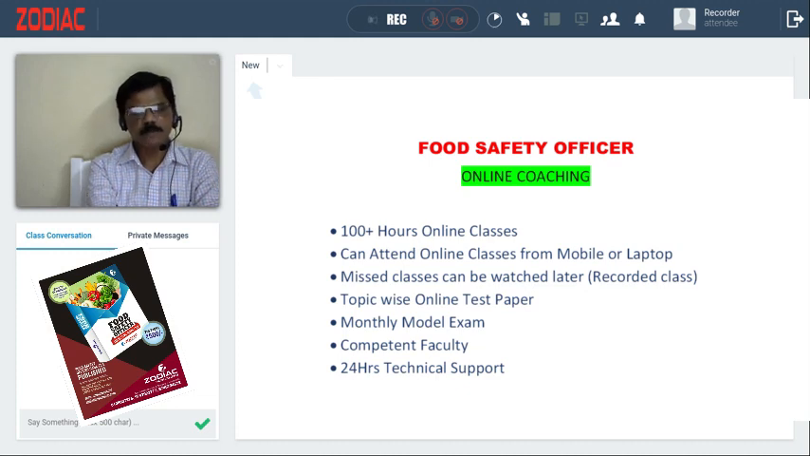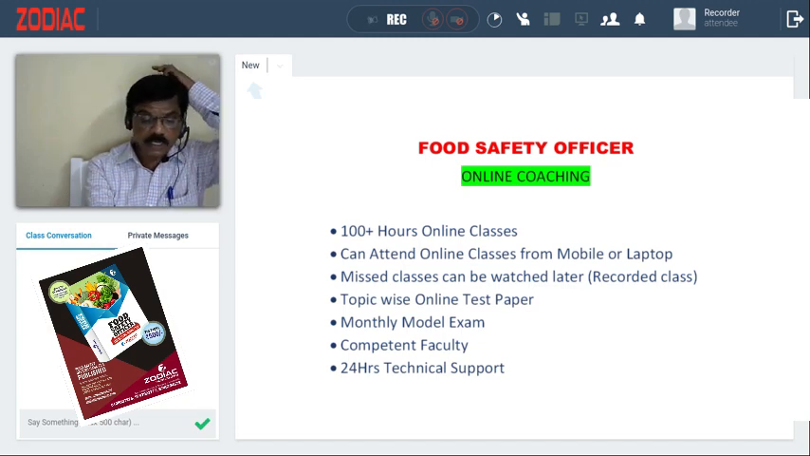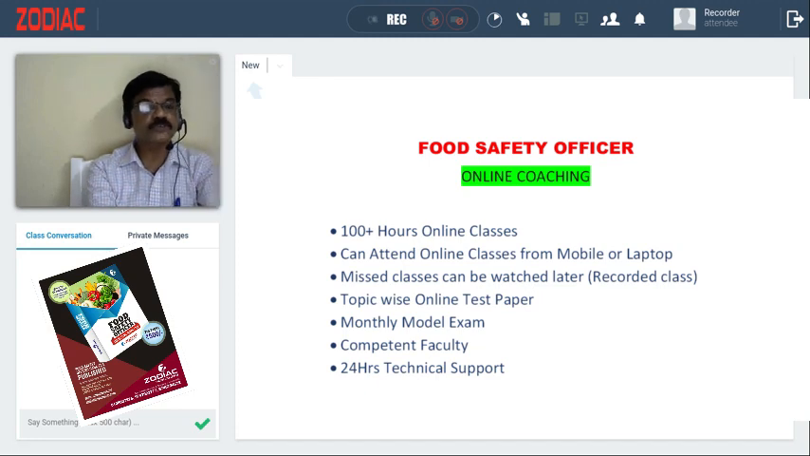FSSAI is an abbreviation of Food Safety and Standards Authority of India. That's what I said in the beginning. This is a licensing authority, and this licensing authority acts to consolidate the laws relating to food manufacture, storage, distribution, sale, and import to ensure availability of safe and wholesome food for human consumption.